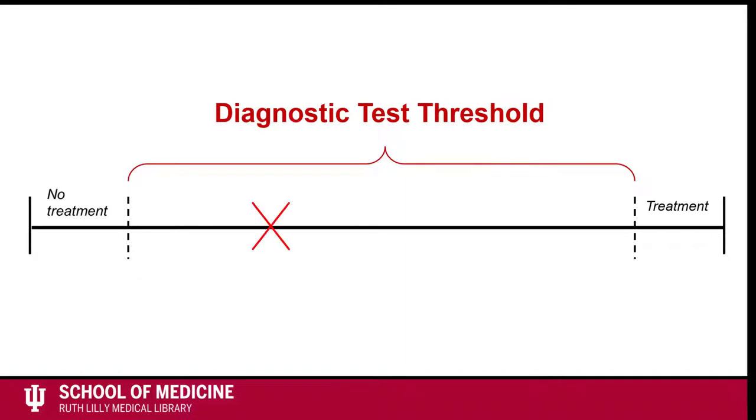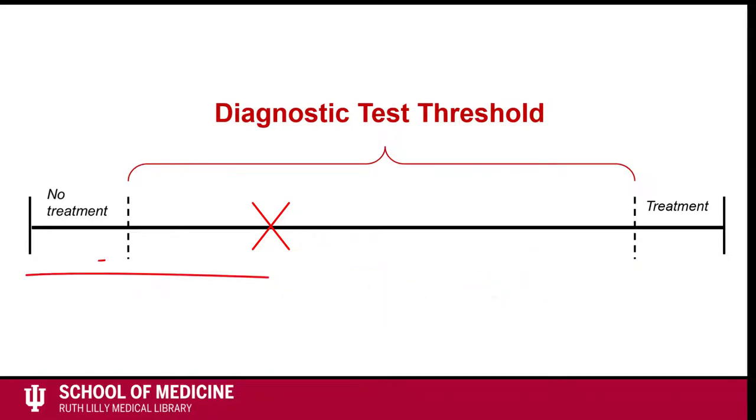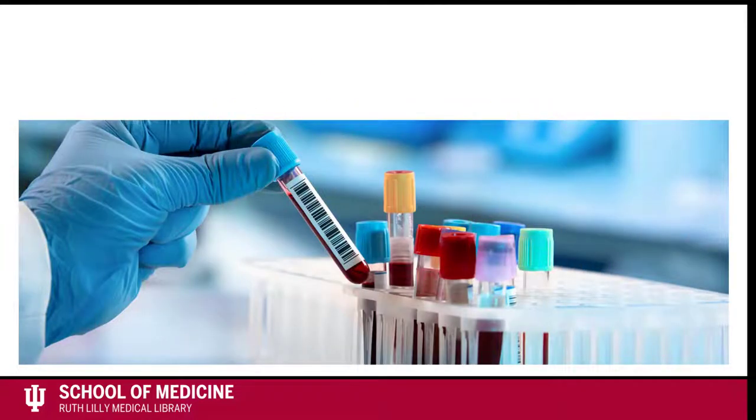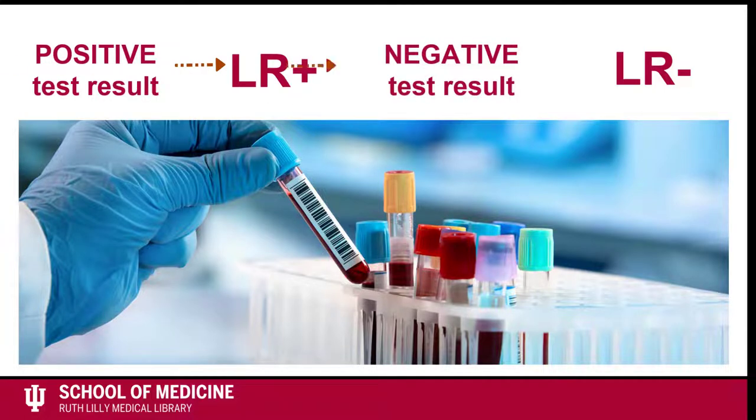The likelihood ratio can change the probability of disease, either moving closer to the treatment threshold if testing positive, or moving closer to the no treatment threshold if testing negative. How much the post-test probability changes depends on the actual value of the likelihood ratio. Each diagnostic test has a positive and a negative likelihood ratio. If the result of a test is positive, you use the positive likelihood ratio to determine post-test probability of disease. If the result of the test is negative, you use the negative likelihood ratio to determine post-test probability of the disease.